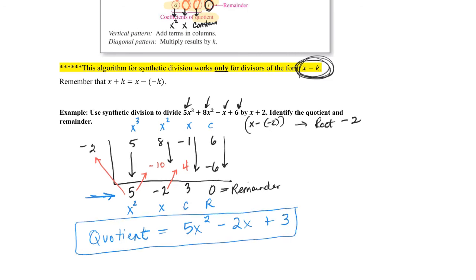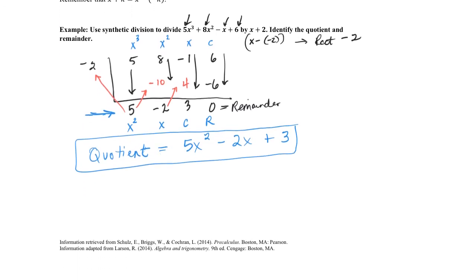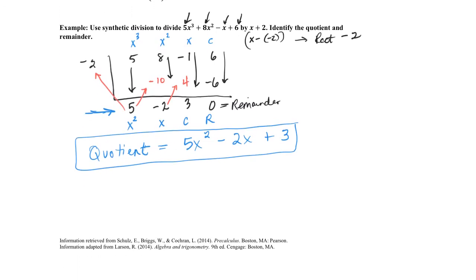And we could do long division to check and make sure this is really the right answer. If you wanted to, I'll just go ahead and prove it to you. If I wanted to do long division, it'd be 5x cubed plus 8x squared minus x plus 6 divided by x plus 2. I need to multiply x by 5x squared to get 5x cubed. So this is 5x cubed plus 10x squared.